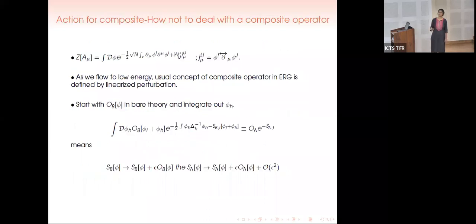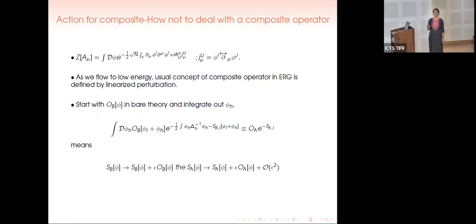Okay. So first is how to form an action for a composite operator, and how not to deal with the composite operator. Whenever we consider a composite operator, suppose J mu is phi del mu phi, consider this partition function. Then as we flow to low energy, in ERG usually a composite operator is defined by linearized perturbation. Suppose we start with some operator at the Bare theory, which contains phi, which is phi L plus phi H. Then you integrate out the phi H.